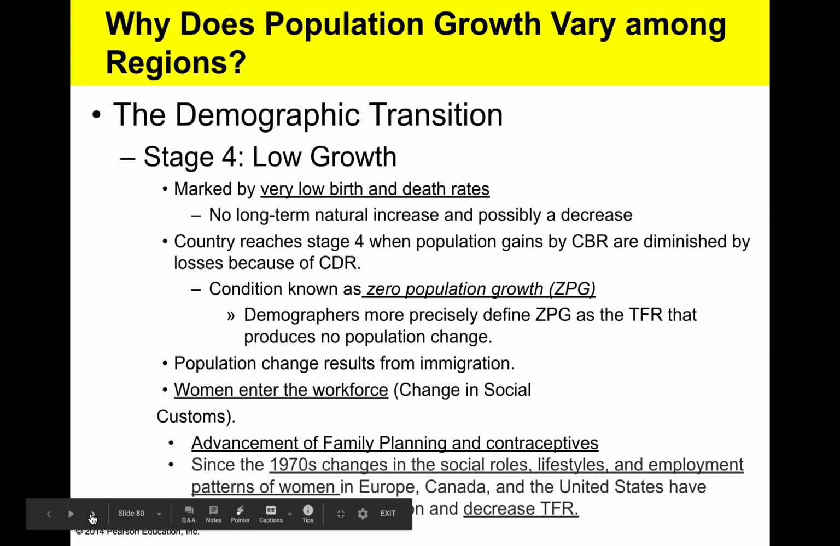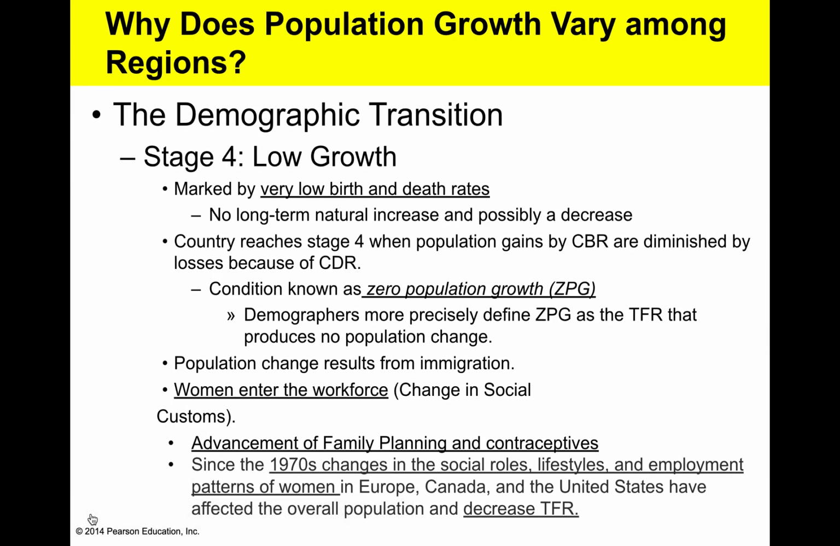Stage 4 is marked by both a low CBR and low CDR. Remember, stage 4 is when you see ZPG or NPG, zero population growth or 0% growth. So we have a flat line of natural increase rate. And this begins to increase because we see now the need for immigrants. We see more women entering the workforce. We also see advancement of medical family planning and contraceptives. And then also we see women that now have different lifestyles.